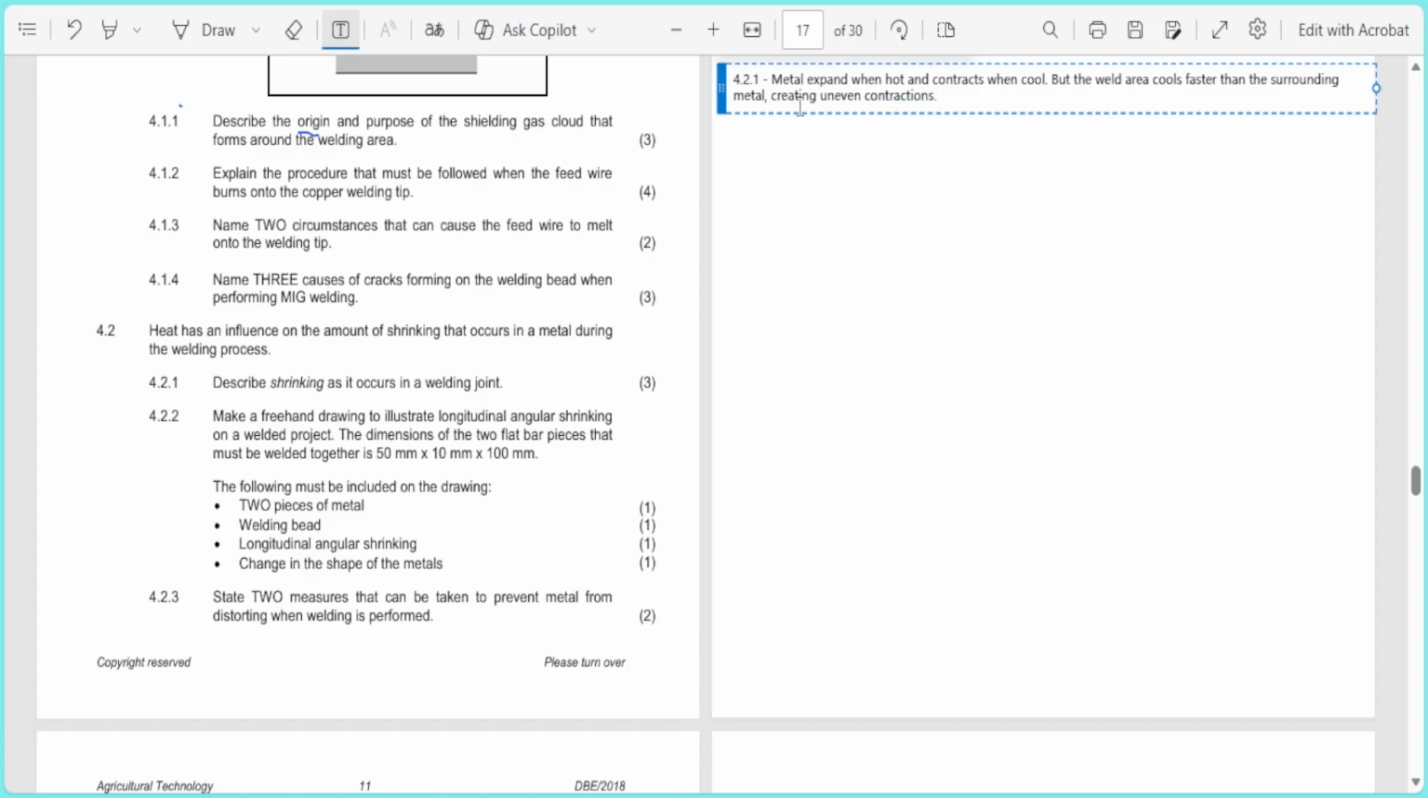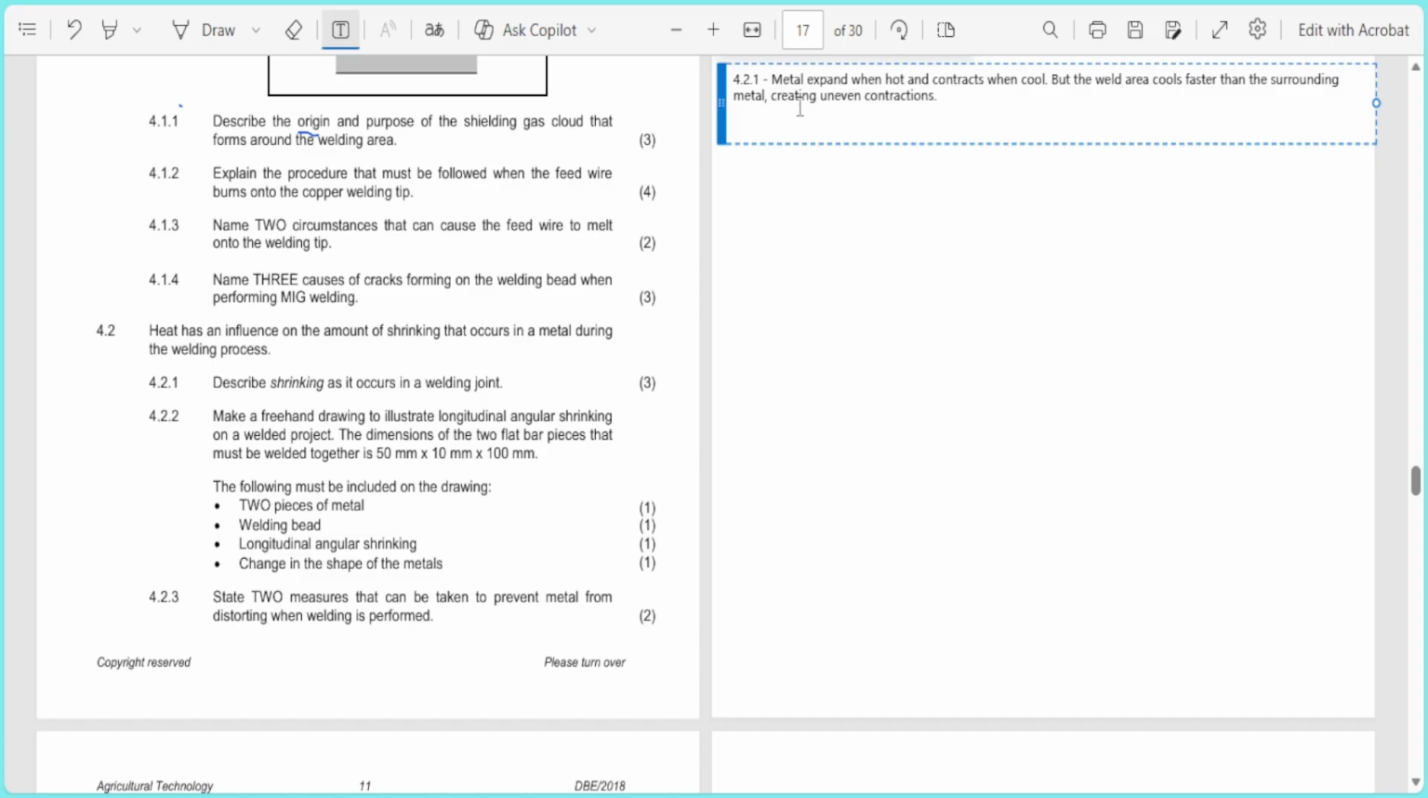Okay, so this is how I would describe this thing. Now for 4.2.2, make a freehand drawing to illustrate the longitudinal angular shrinking on a welded project. The dimensions of the 2 flat bar pieces that must be welded together is 50 millimeters by 10 millimeters by 100 millimeters. The following must be included on the drawing: 2 pieces of metal, a welding head, a longitudinal angular shrinking, change in the shape of the metal.